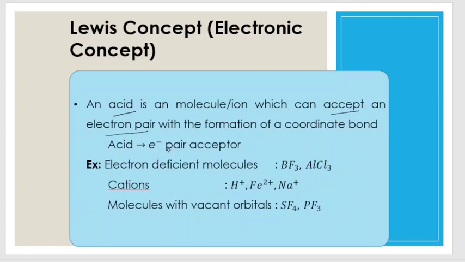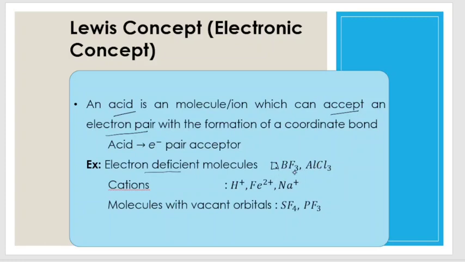Now, those substances which are electron deficient can readily accept the pair of electrons, hence they can act as Lewis acids. If we consider BF3, BF3 has a vacant orbital, so it can readily accept the pair of electrons, even AlCl3.